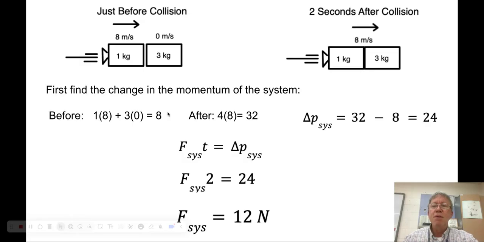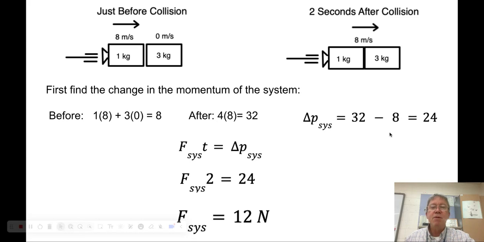So I'm going to say the force on the system times the time that force acts is equal to the change in the momentum of the system. First I have to find the change in the momentum of the system. The momentum of the system before was 8 times 1, plus 3 times 0. I made it pretty easy for myself, right? So the momentum was 8 initially. At the end, the combined 4 kilograms of matter is traveling at 8, so that gives a momentum of 32. Delta always means final minus initial, so 32 minus 8 gives me 24 units of momentum, which is really just kilogram meters per second.